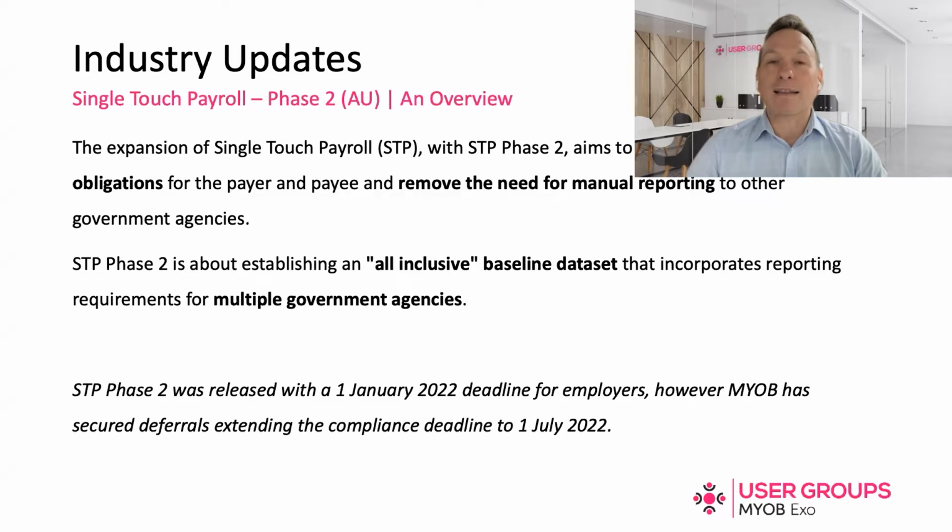for employees. A big part of that is actually how we remove the need for manual reporting, particularly to other government agencies as well. STP Phase 2 is really about getting a better all-inclusive baseline data set that includes all of the data required, not just for the ATO, but other government agencies as well. Now, STP Phase 2 was released with a deadline of the 1st of January 2022. I know you're all probably looking at your calendars and starting to be a little bit worried, but MYOB has secured deferrals, extending that compliance deadline to the 1st of July 2022, which is not far away, of course.